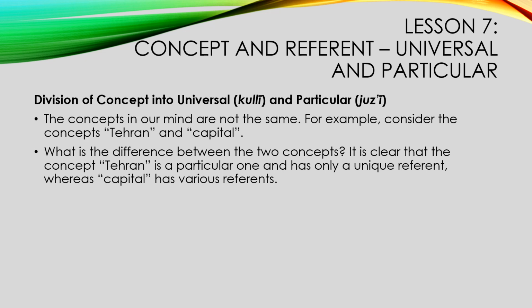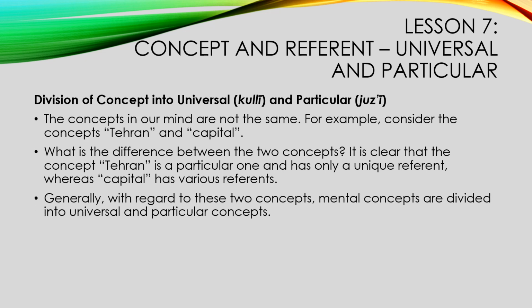It is clear that the concept Tehran is a particular one and has only a unique referent, whereas capital has various referents. It could be Manila, it could be Tokyo, it could be Kuala Lumpur, it could be Singapore City, it could be Kuwait City, etc., etc. Generally, with regard to these two concepts, mental concepts are divided into universal and particular concepts.